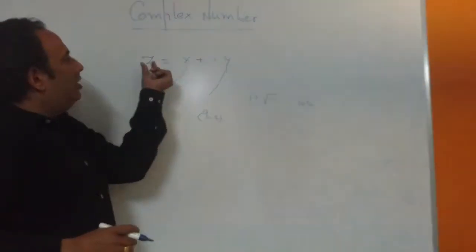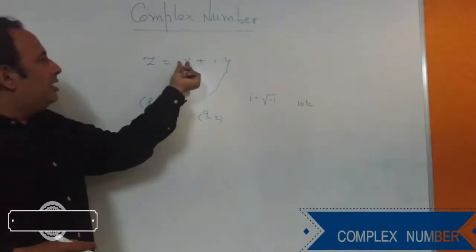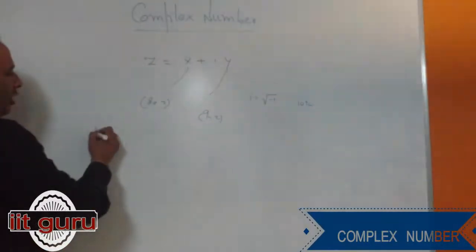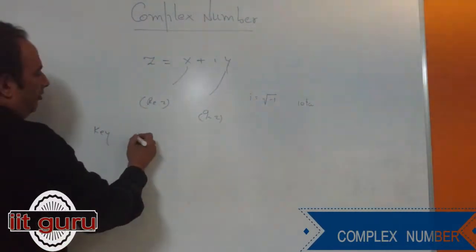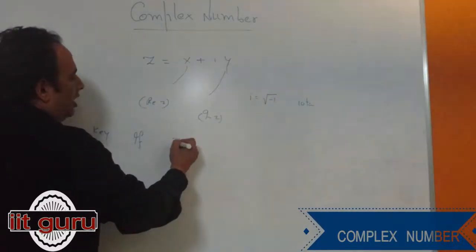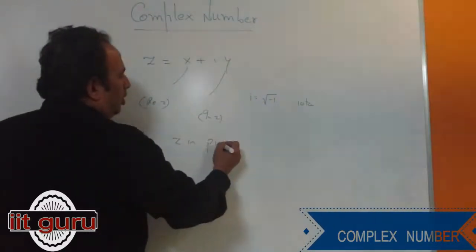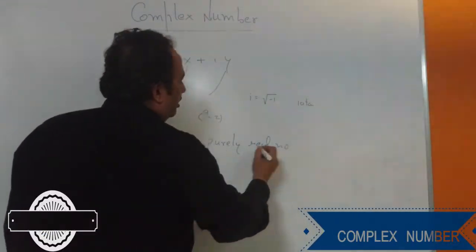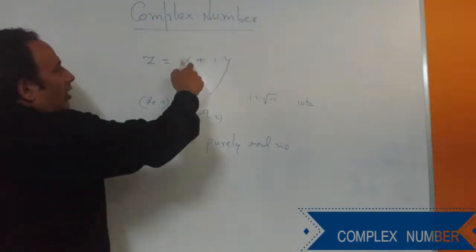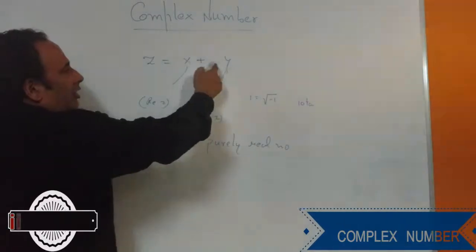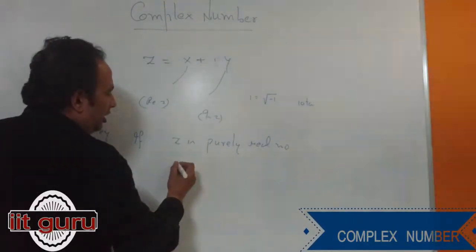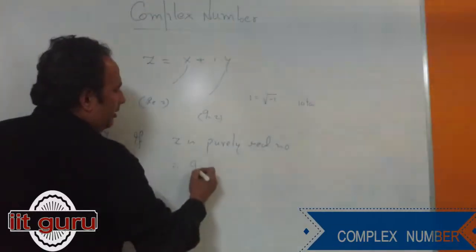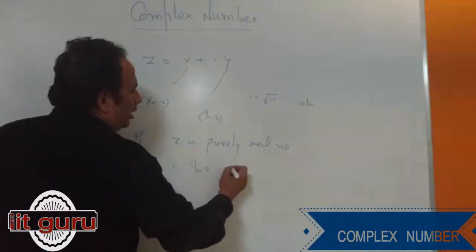So in any complex entity, there are two parts, real and imaginary. The main key point is here: if z is a purely real number, then only the x part will be alive, so y shouldn't be there. Therefore, if z is a purely real number, its imaginary part is 0.